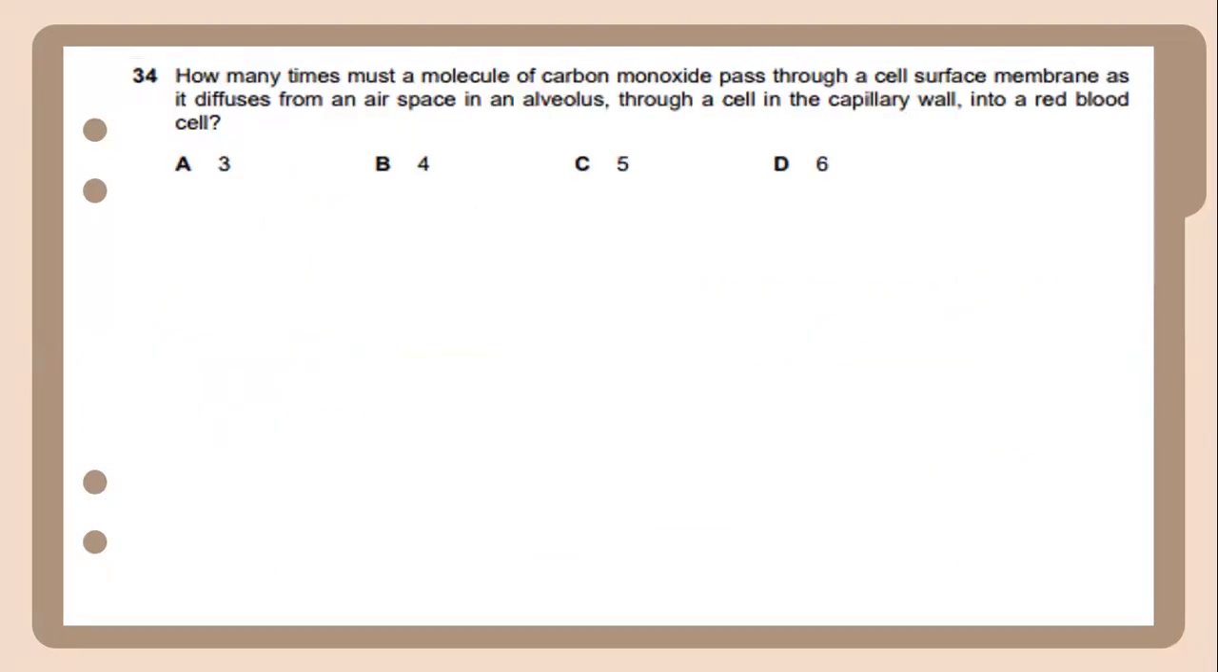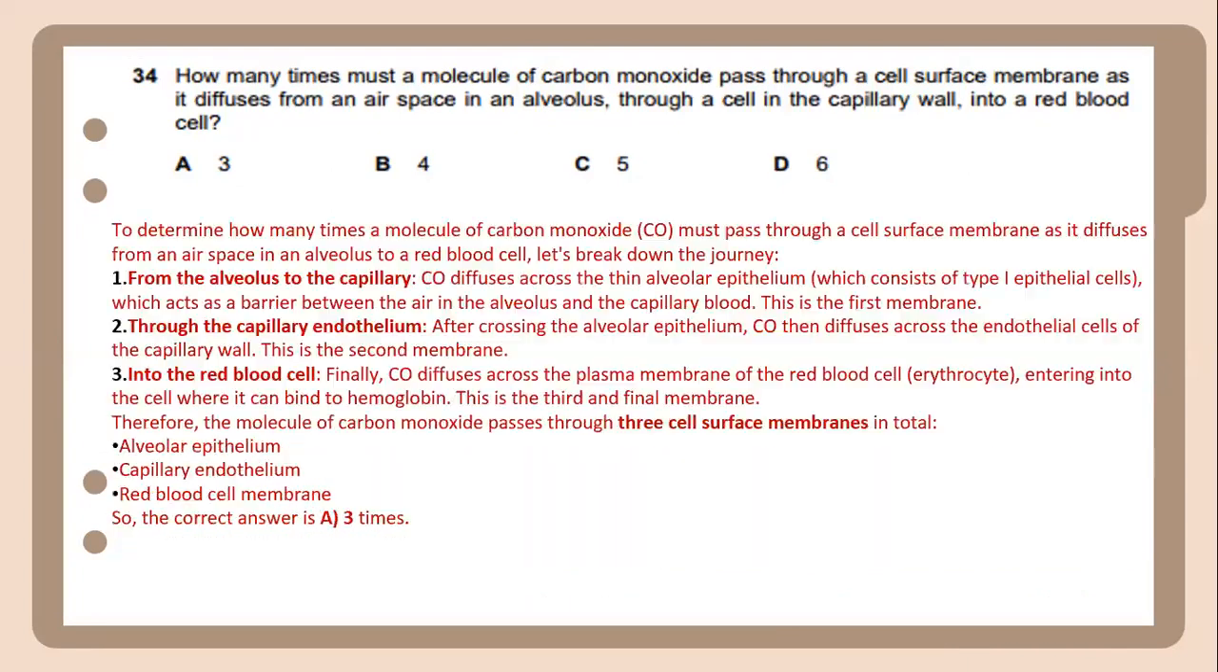33. How many times must a molecule of carbon monoxide pass through a cell surface membrane as it diffuses from an air space in an alveolus through the cells in the capillary wall into a red blood cell? The answer will be, to determine how many times a molecule of carbon monoxide must pass through a cell surface membrane as it diffuses from the air space in the alveolus to a red blood cell, let's break down the journey.